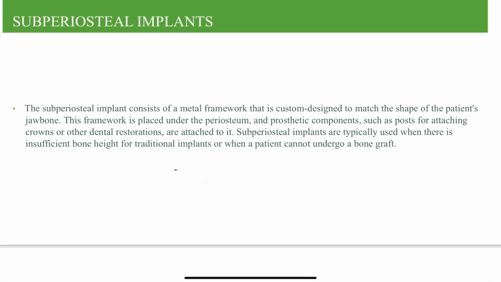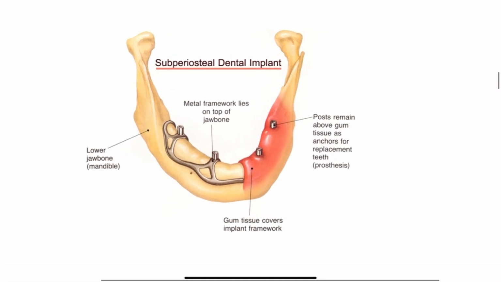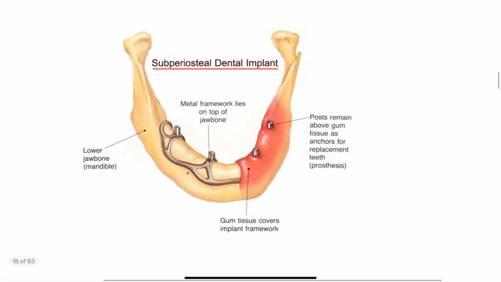Subperiosteal implants. Subperiosteal implants mean that the implant is placed beneath the periosteum, but the placement is not inside the bone. The implant is not completely inside the bone. It is placed over the bone, beneath the periosteum. So the design would explain it further. Here we can see the implant is placed directly over the bone and not inside the bone.